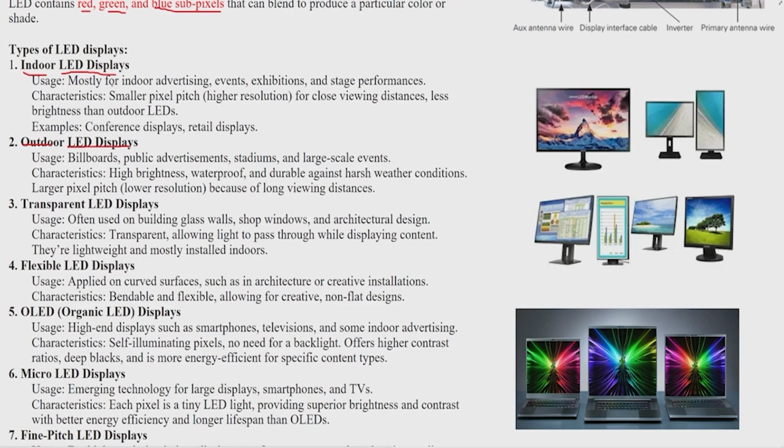Like if you are using an indoor LED, for example, in a conference room, conference display or retail display, there is one big screen inside showing data from different kinds of systems. And if you use a billboard, like public advertisement, stadiums and large scale events, you can use it outside. But what makes the difference between indoor and outdoor?